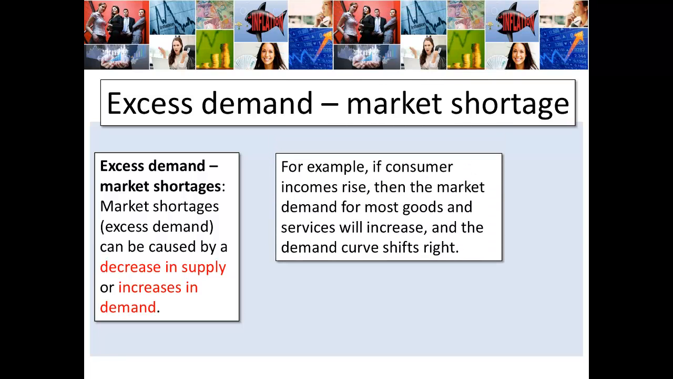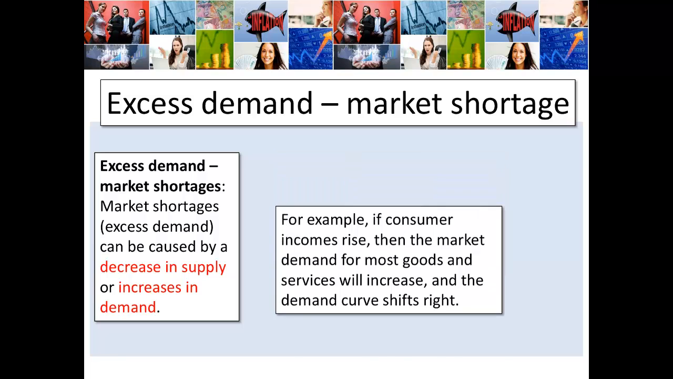We can model the same thing with a market shortage. Excess demand is a market shortage. Now market shortages can be caused by a decrease in supply or increases in demand. And it's the opposite of what we just looked at. So an example of an increase in demand would be if consumers' incomes rise, then the market demand for most goods and services will increase and the demand curve would shift right.